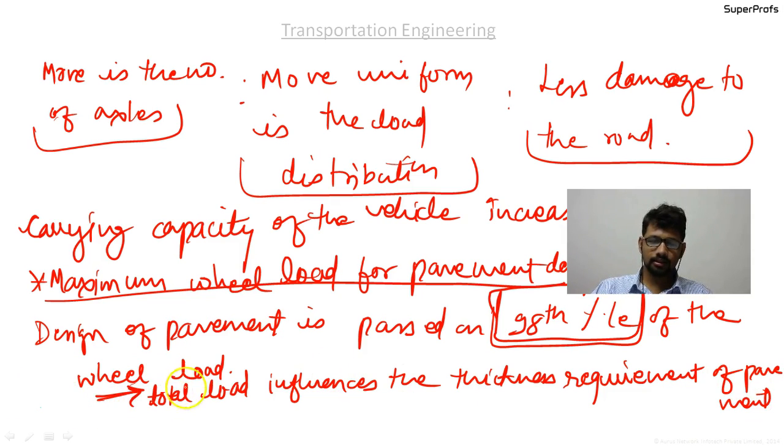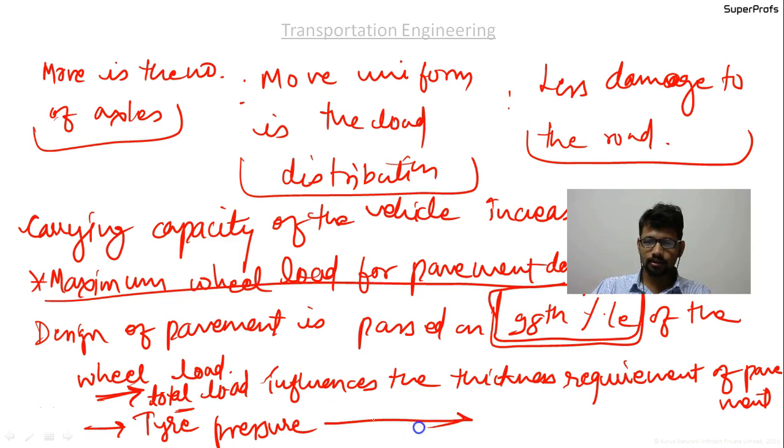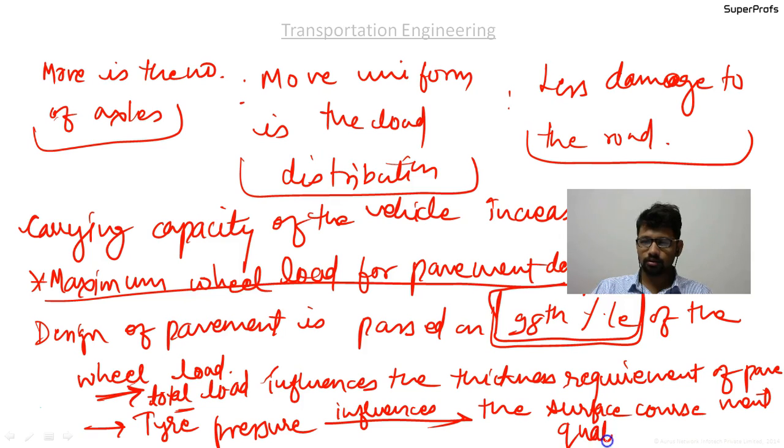And the next thing is that tire pressure influences the quality of the surface course. So the tire pressure influences the surface course quality. How does this affect the surface course quality? That we will discuss in the subsequent topics.